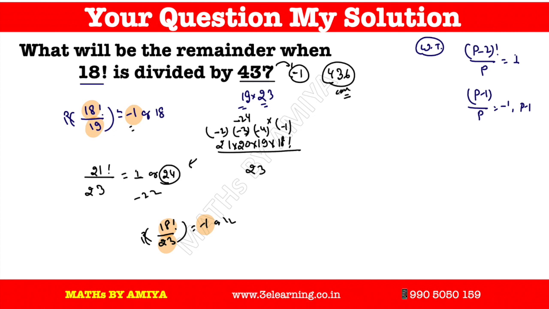So the answer of this question is 436, which is quite an easy question, but an interesting and conceptual one. We need to work on 19 and 23 individually. We got minus 1 as a remainder. For 23, we just opened the factorial terms. We got the remainder as minus 1 with the options provided, or the equations provided. And the common remainder is minus 1 for 437. So the answer of this question is 436.